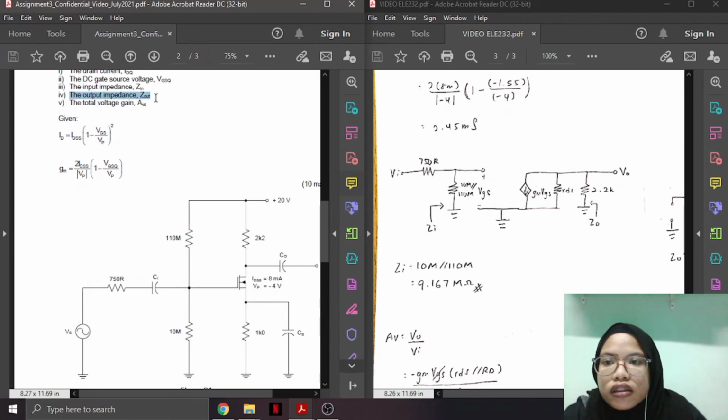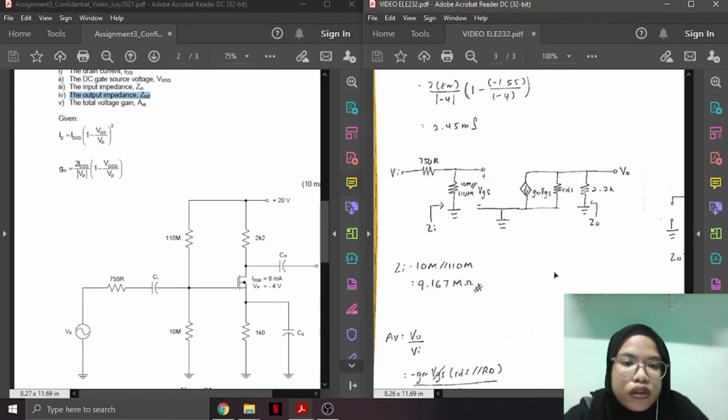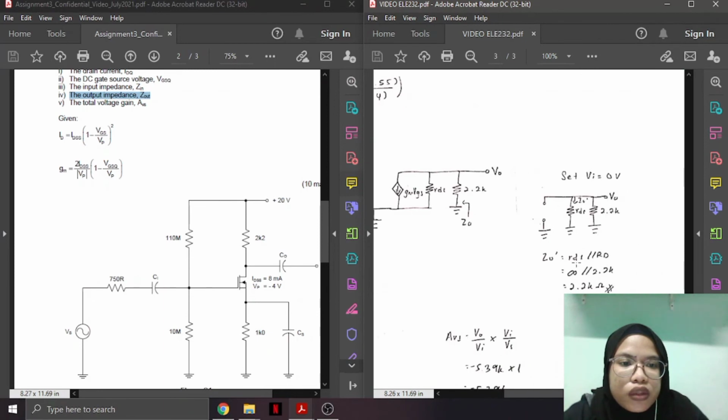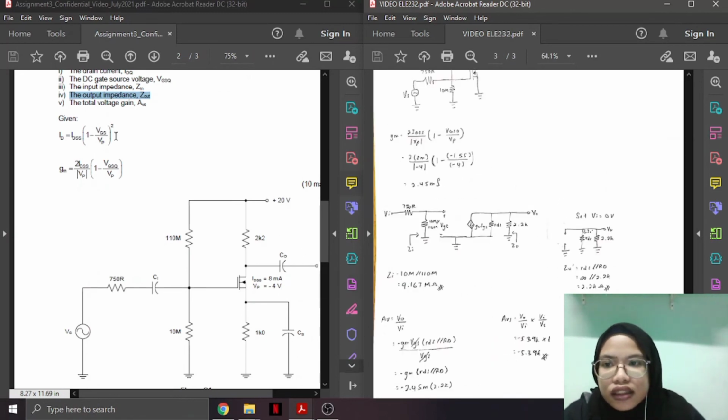The next question is to find the output impedance Zout. For output impedance, we need to set the input voltage as 0. So there will not be any current that will flow. So Zout is equal to RDS parallel with RD. The RDS is equal to infinity and RD is 2.2K, that is given in the question. So the Zout is equal to 2.2K ohm. That is the fourth question.